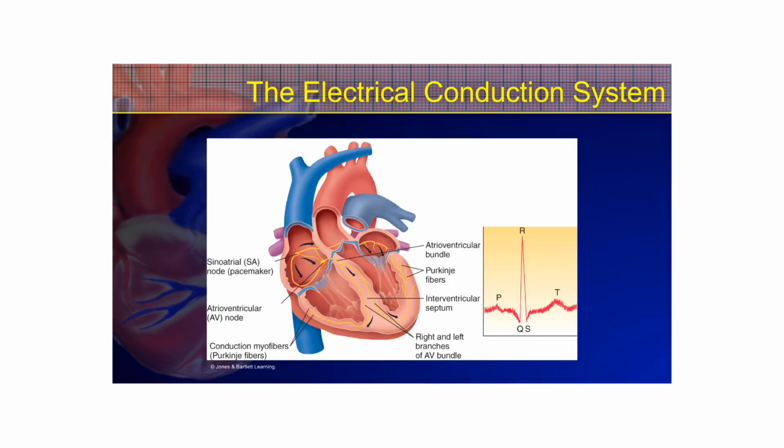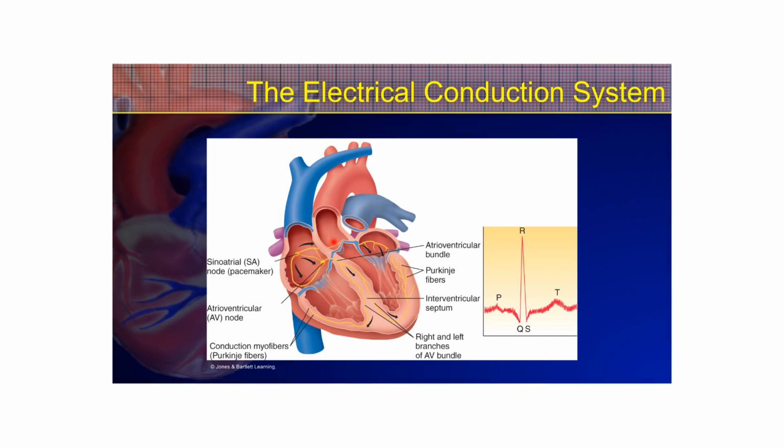So here we have a pretty good picture of the electrical conduction system, and here's that SA node, right about there. Okay, that's that SA node with that intrinsic rate of 60 to 100 beats per minute. And that's our typical pacemaker. That's the dominant pacemaker. And these are just internodal pathways in between the SA node and the AV node.